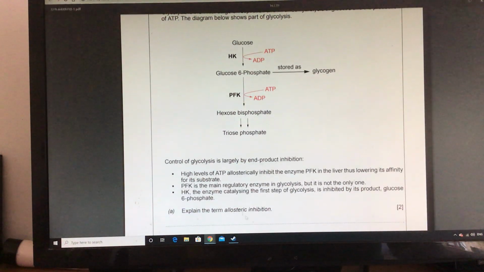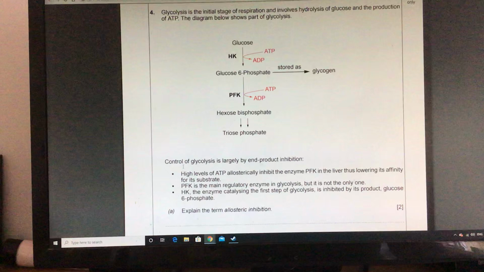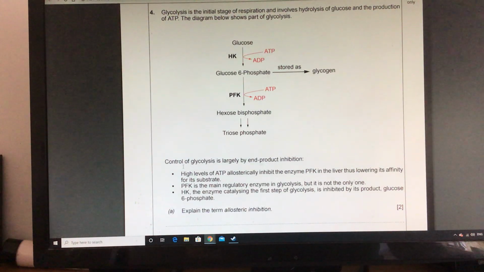Okay, it then gives you lots of information. The control of glycolysis. Control means how fast each process is allowed to take place. If there are high levels of ATP, that means there's plenty of ATP in the cell already, and you don't need to make even more ATP. You cannot store ATP. So it would make more sense to store the excess glucose in a different form.